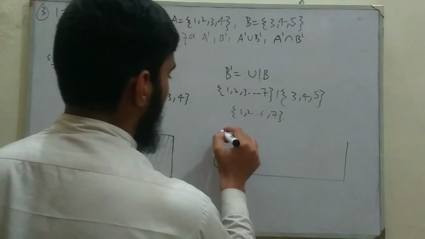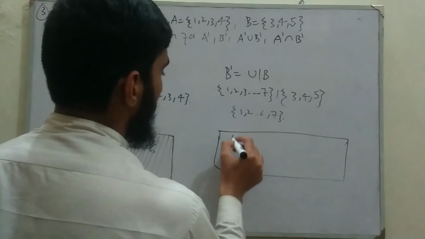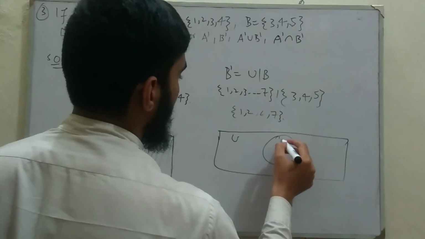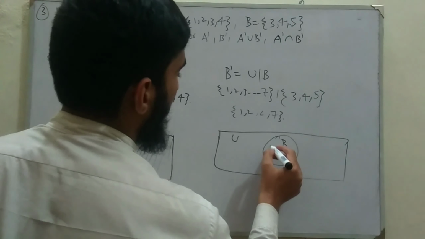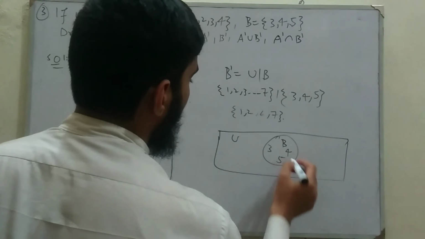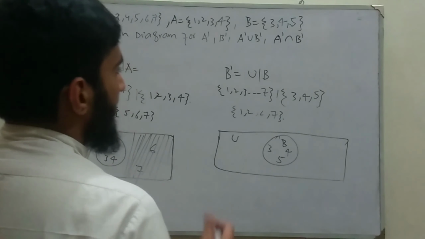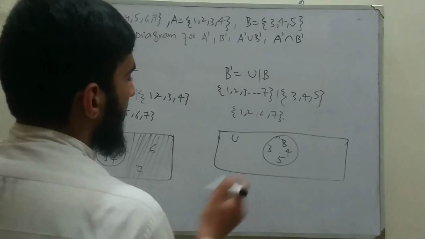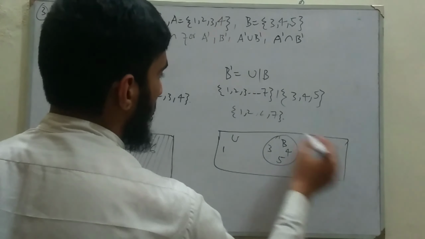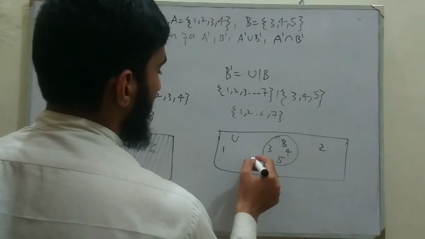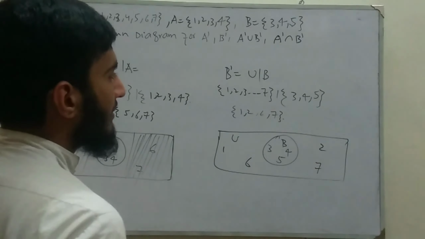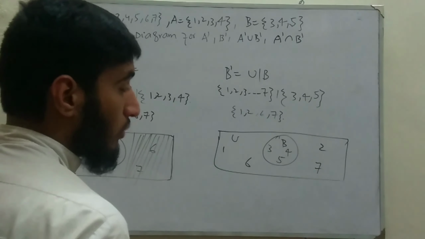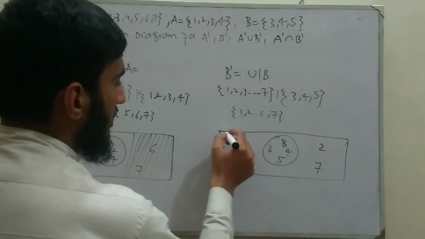Now we are going to draw the Venn diagram for B complement. First we draw a rectangle. Here is the universal set and here is the B set. The common elements in the universal set and B set are 3, 4, 5, so we write 3, 4, 5 inside the B set. Now in the universal set we are left with 1, 2, 6 and 7. Here is a different sign, so it means all elements which are in the universal set outside B, so we will just shade the universal set.